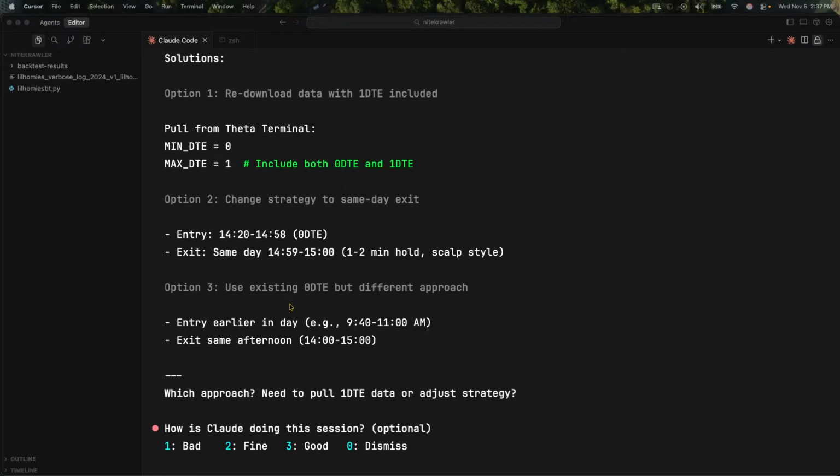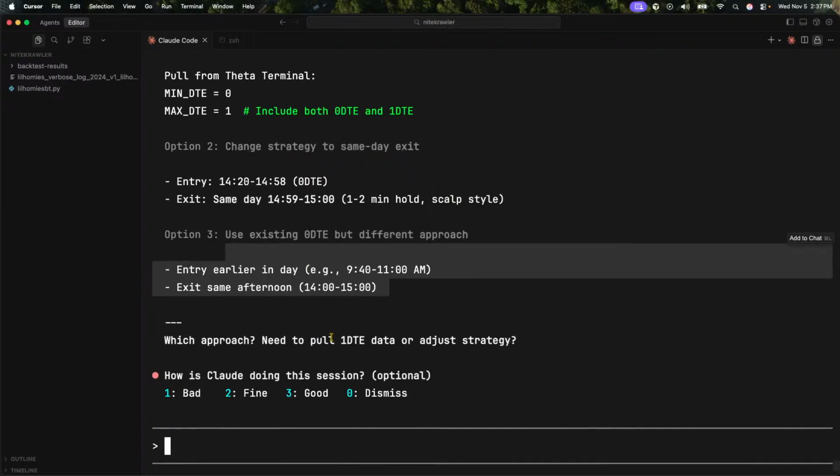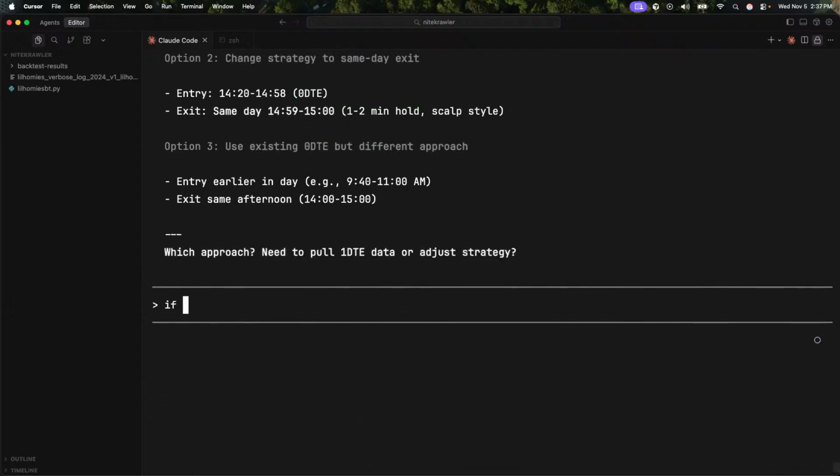This is not overnight though. That's way too long. Use existing 0 DTE but with a different approach. All right, let me try option 3 before I maybe just pull the data and try this again with the same data. So hold on. If we were to go with option 3, how would it work again?